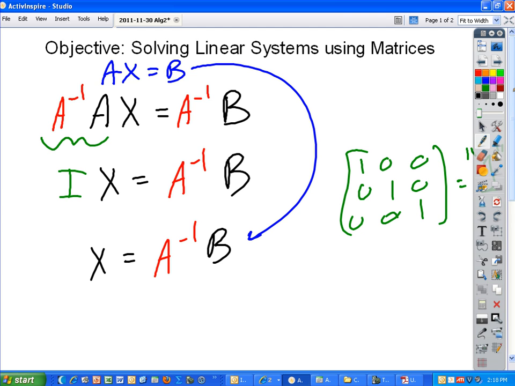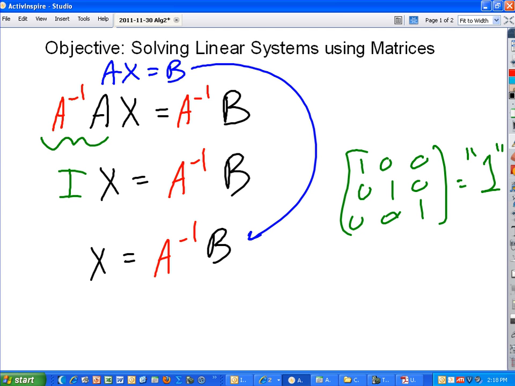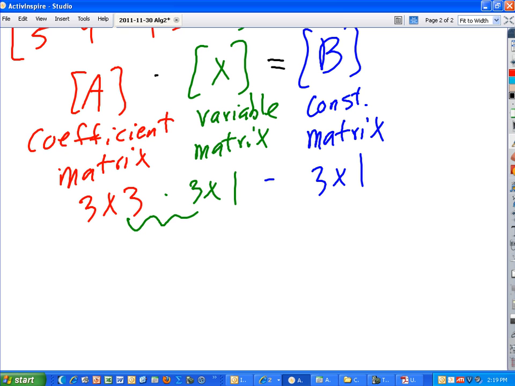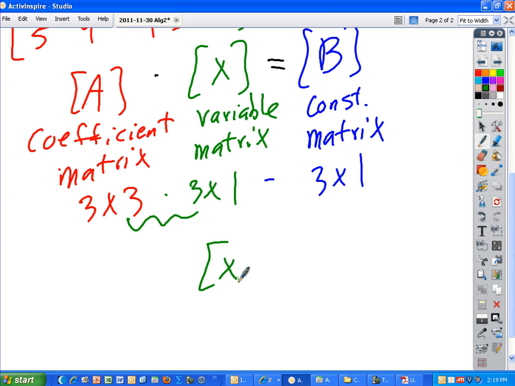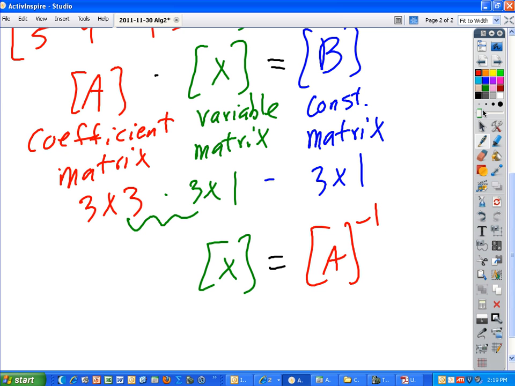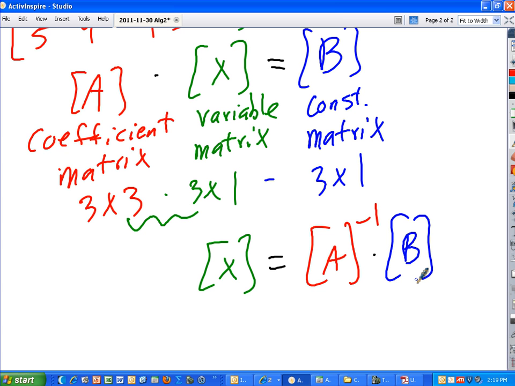You just told me a little bit ago that when I see a matrix equation like this, A times X equals B, the solution is X equals A inverse times B. That's how we isolated X, right? Same game here. If I want to solve for the variables, which are in my variable matrix, X is just going to be equal to the inverse of the coefficient matrix times the constant matrix. See? So our calculator is going to do this whole thing for us.